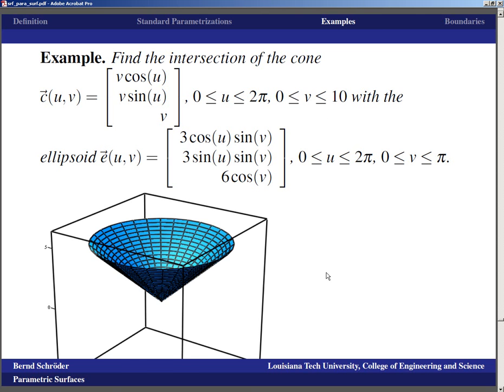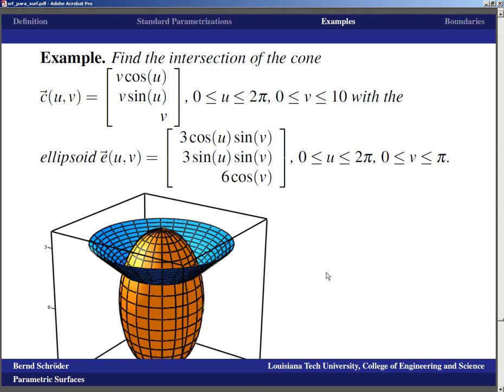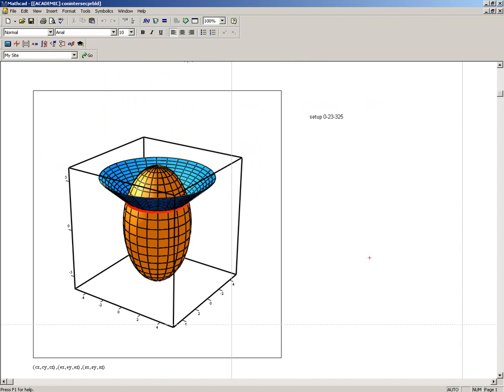As a picture, here's the cone, here's the ellipsoid, and here's the intersection. Well, let's take a look at that. I squeezed that here a little bit because I wanted to have it all in one picture. You can see the disadvantages sometimes of working with column vectors, but certainly that's something we can also take a look at and rotate around a little bit.